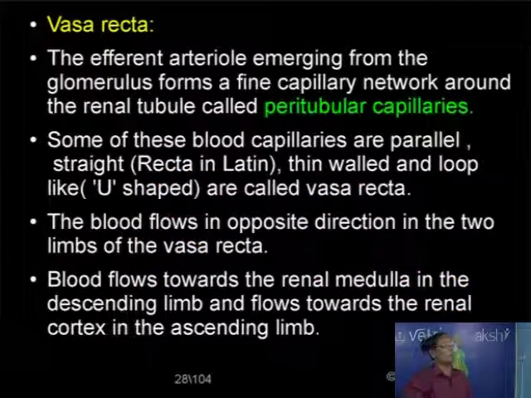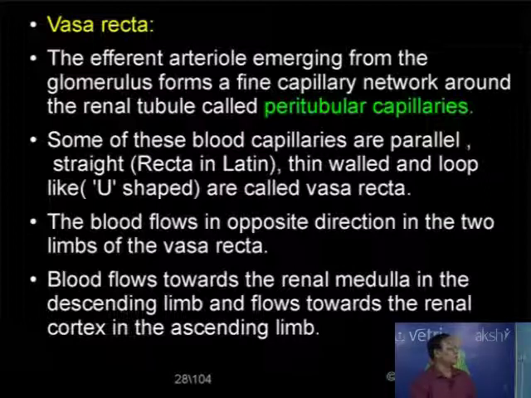Now, what do you mean by vasa recta? You know that nephrons have the structure called the glomerulus. The glomerulus is supplied with blood through the afferent arteriole. The one entering the glomerulus is called the afferent arteriole, and the one leaving it is called the efferent arteriole. After leaving the glomerulus, the efferent arteriole divides further into capillaries, forming a second network of capillaries.